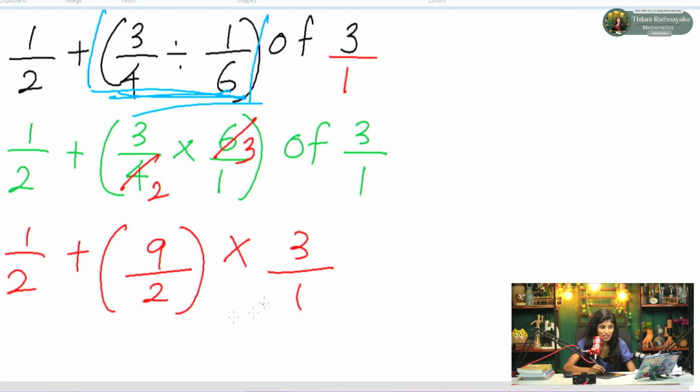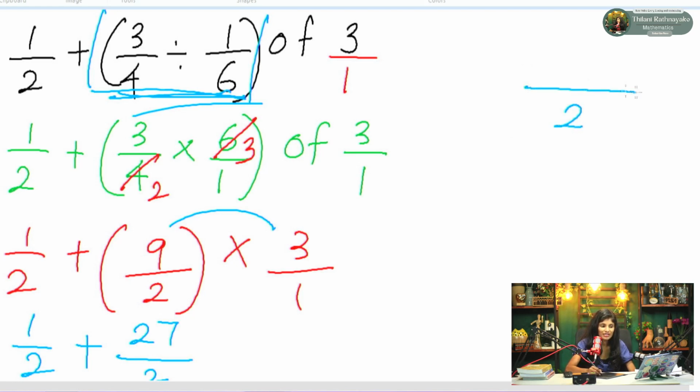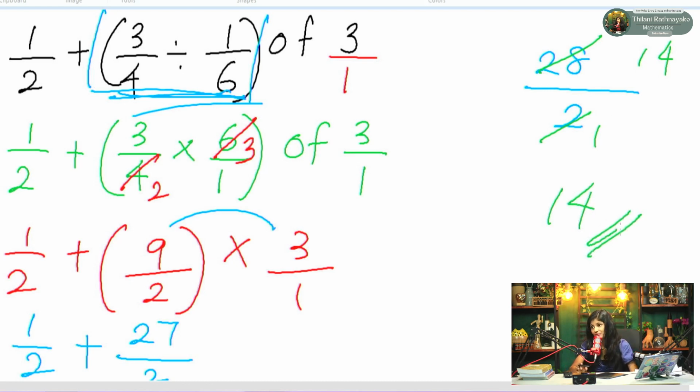Okay. So here what do we have to do? Here there is a multiplication. So is there anything we can simplify? No, there's nothing. So half plus 9 times 3, that is 27 over 2. Now the common denominator is 2. 27 plus 1 means that is 28. Can we simplify this further? Yes, we can divide both sides by 2. 1 here, 14. So 14 is your final answer. That's it.